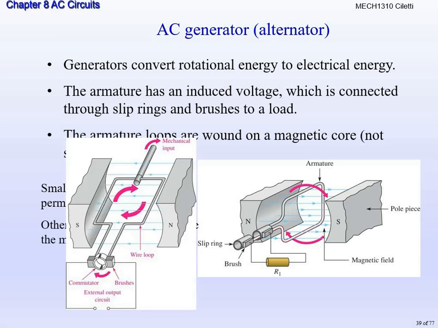So this is the DC that I was talking about, where you had the commutator and the brushes. This is really the only difference. There's still a mechanical input. For us, when we're generating, you have your timing belt on your alternator. In your car, the timing belt is the mechanical input on the armature that makes the armature on your alternator move.